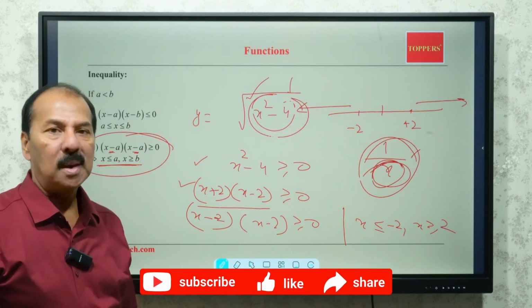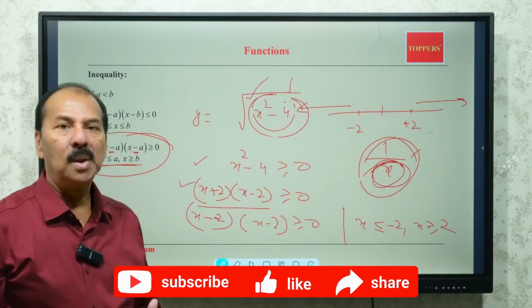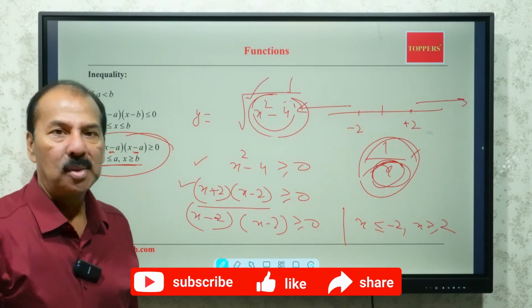Similarly, we can calculate the range of the function. We will take more and more examples in the coming class.